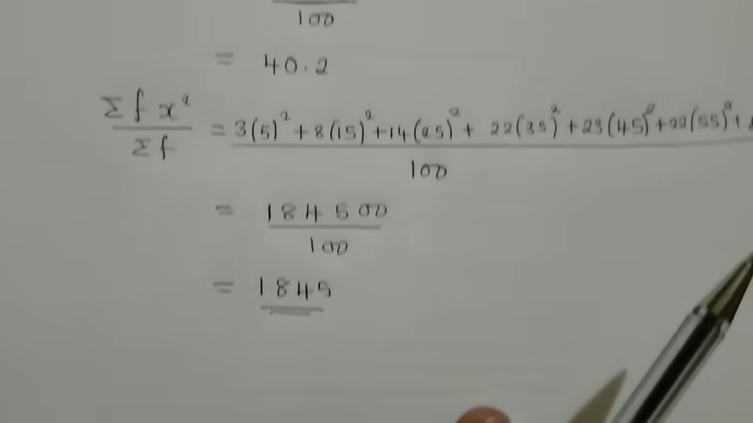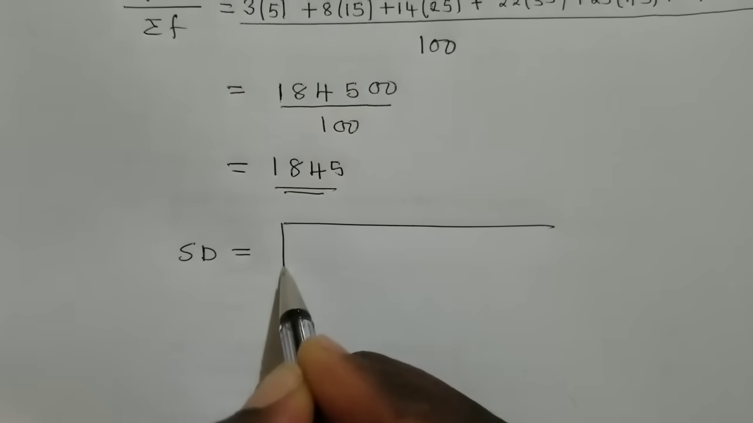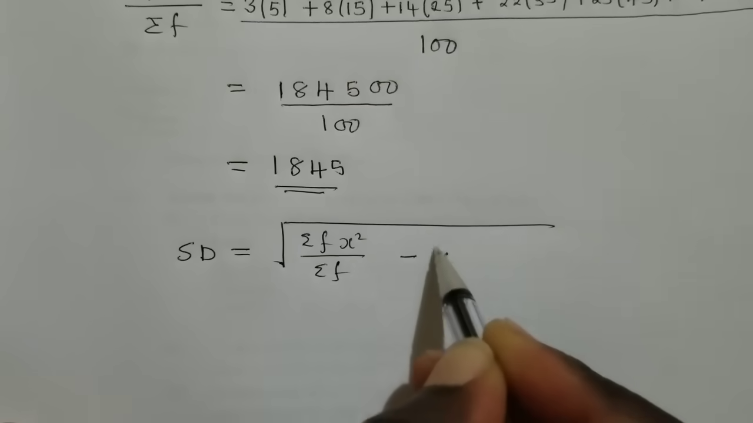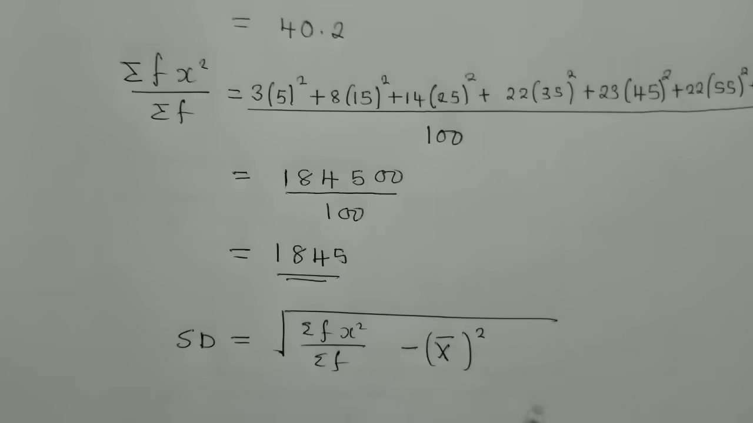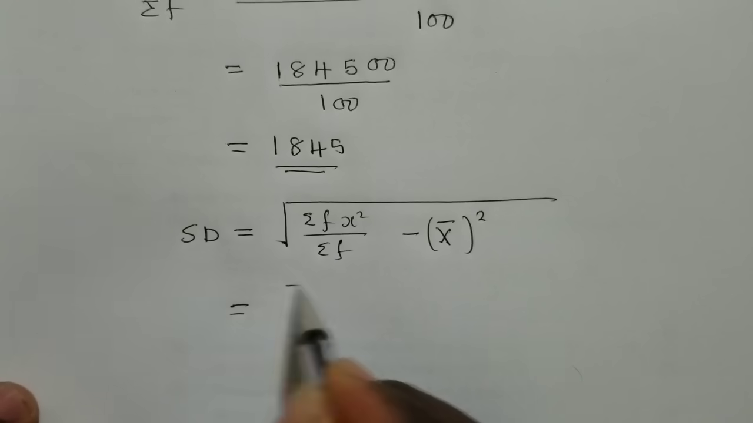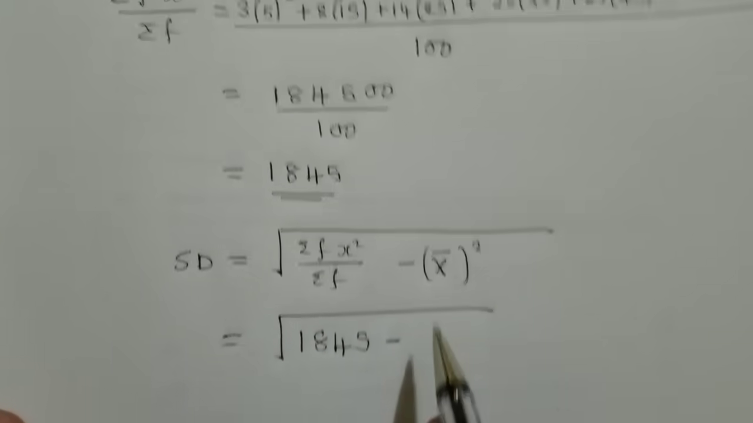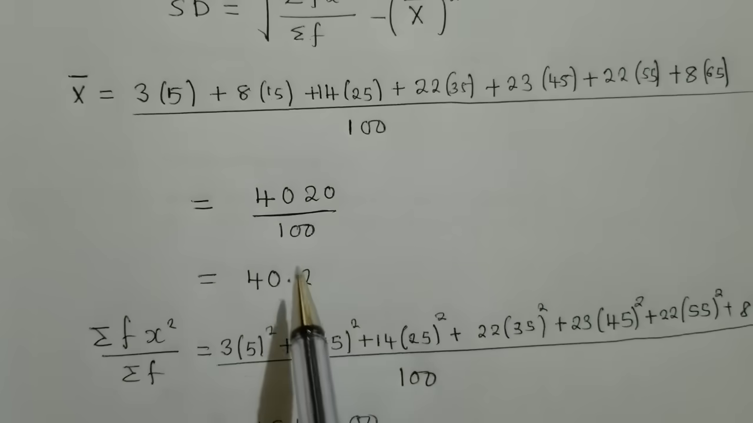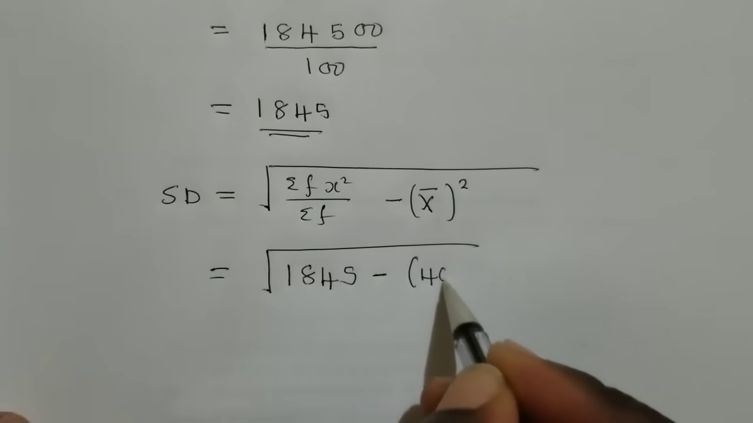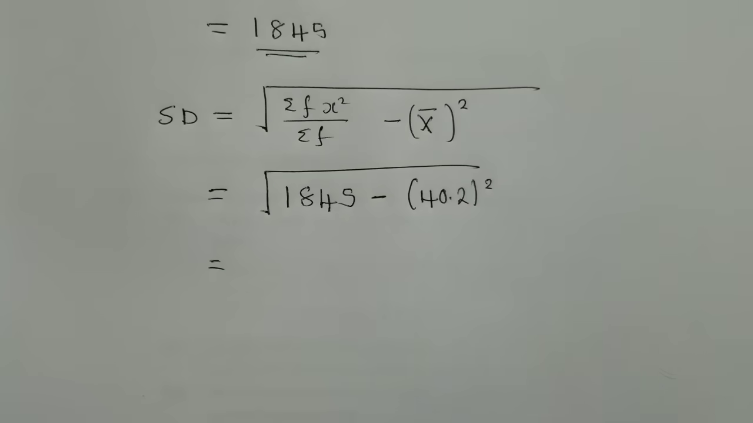So what are we going to do next? Let's copy our formula so that we see what we're supposed to do. We just copy the formula here so that it helps us understand. So for this is what we just found, you can see. So we're going to say root of 1,845 minus, for x bar, it's what we found right here. This is x bar, it's a mean. So we're going to say 40.2 power 2.